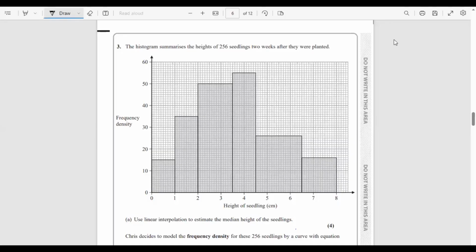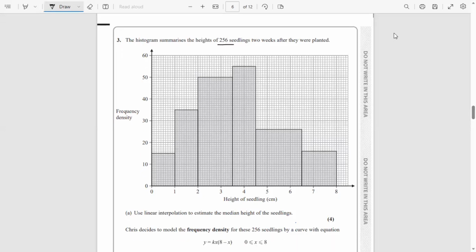So it's this question here, question 3 from this 2022 first year Edexcel stats paper. We've got a histogram about heights of seedlings. We've got the heights of 256 seedlings 2 weeks after they were planted. So we plant these seedlings, we've got 256 of them, and we measure their heights after 2 weeks. We've got this histogram representing the heights, with heights on the bottom and frequency density on the y-axis.